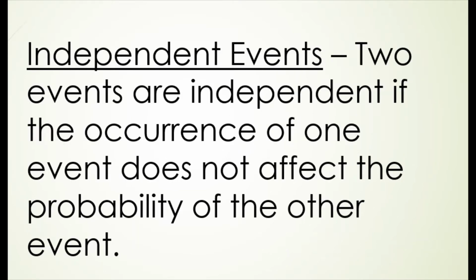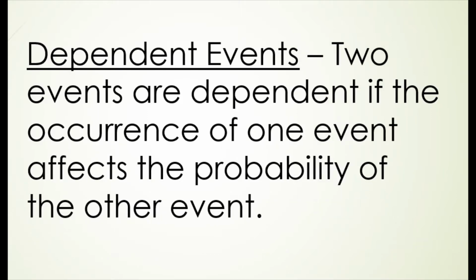In order to calculate and probability, we need to know whether or not the events are independent or dependent. Two events are independent if the occurrence of one event does not affect the probability of the other event. So for example, if I'm flipping coins, flipping a heads on one flip doesn't impact whether or not I'm going to get a heads or tails on the next flip. Those events are independent because one event doesn't affect the probability of a subsequent event.